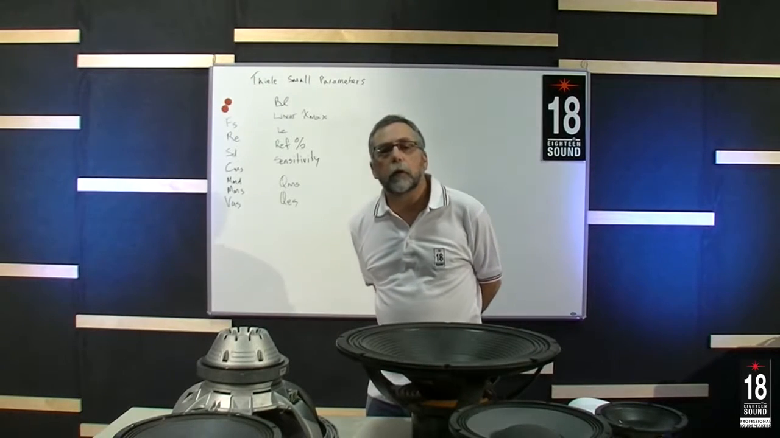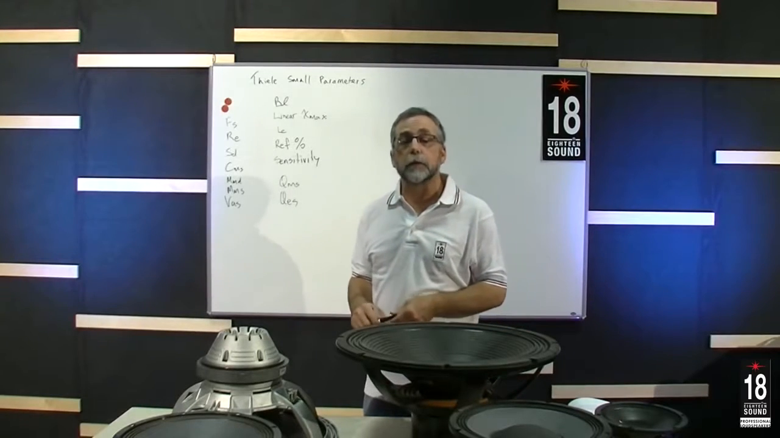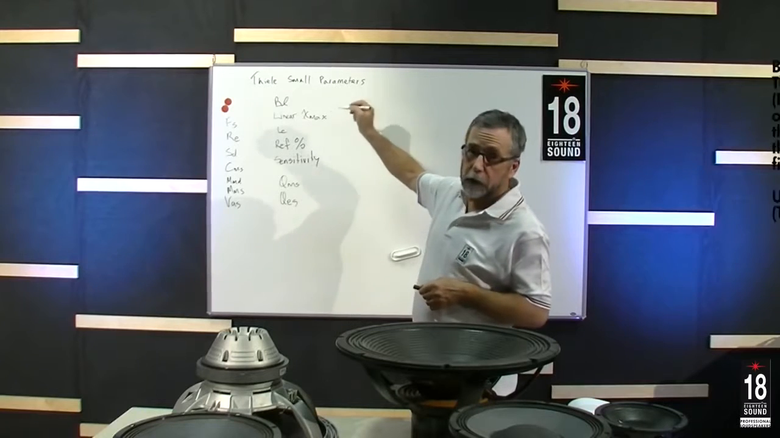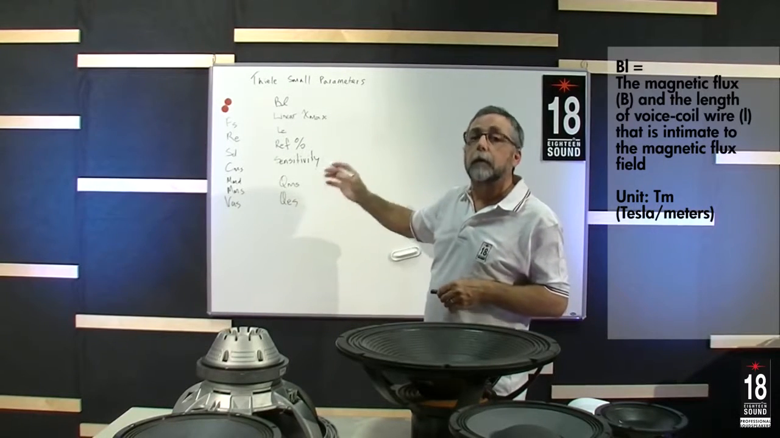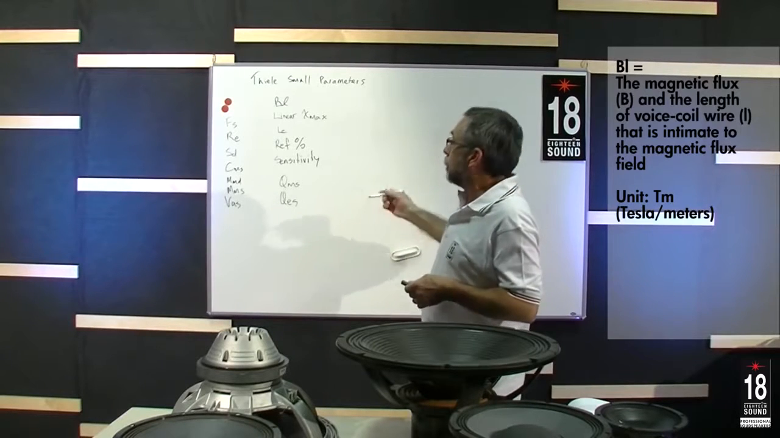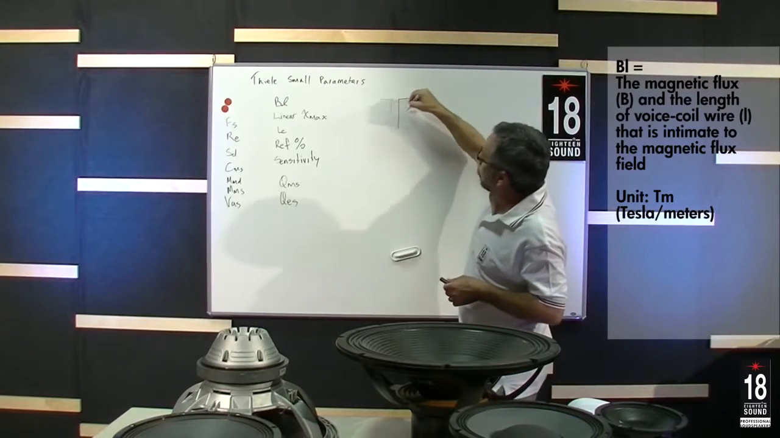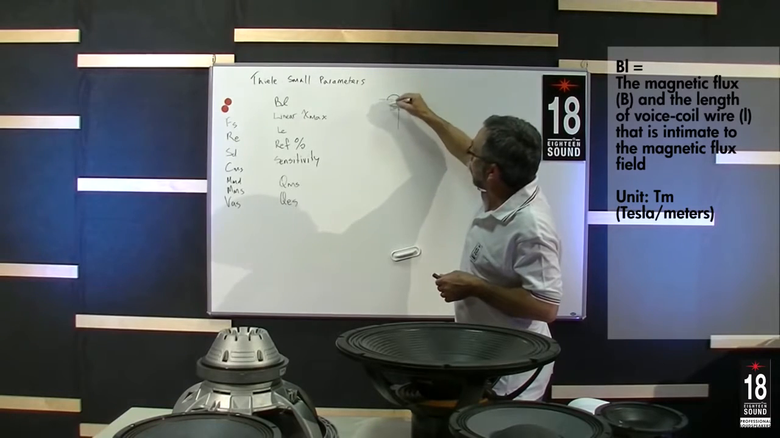So we're continuing our discussion on the specification sheet, talking about Thiele-Small parameters. And next is BL. The B refers to the flux density that's in the gap and near the gap, and the L the length of wire that is in the flux field. So if I draw a simple cross-section of the gap, we have magnetic flux that travels across, and there's a little bit of fringe.